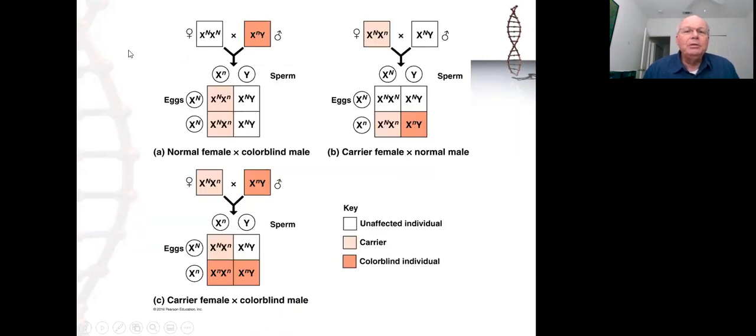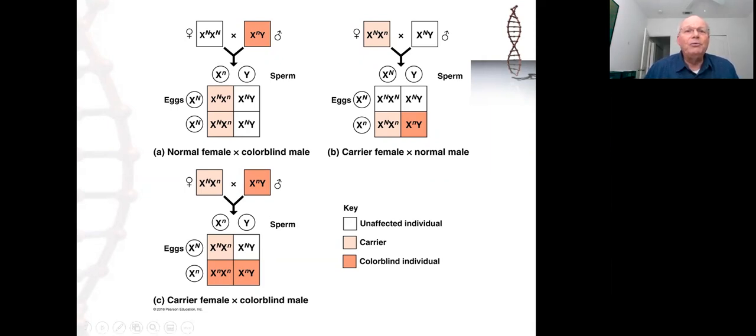So if we take a look at the symbols, you'll notice that we put the X and the Y in here, and we put uppercase and lowercase letters against the X because that's where the mutation lies. We don't put it against the Y because there's no matching region in the Y that contains one of these genes. That's the reason why this is referred to as X-linked, because the genes are located in that region of the X that is not matched by the Y.